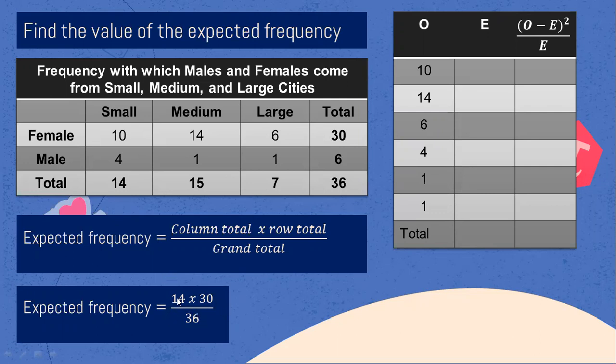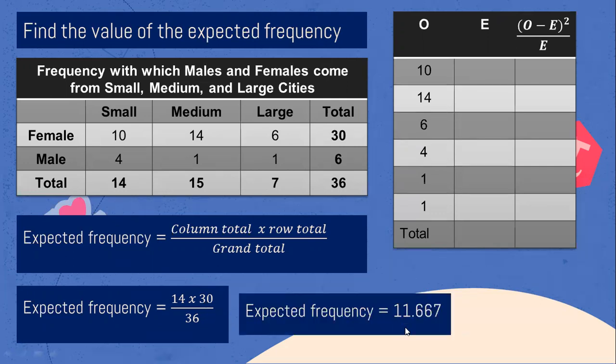What is 14 multiplied by 30 divided by 36? You can do that on your calculator. The answer is 11.667. So the observed frequency is 10, and on this part we have 11.667, the expected frequency of the females who came from small city. Next, let's move on to 14.